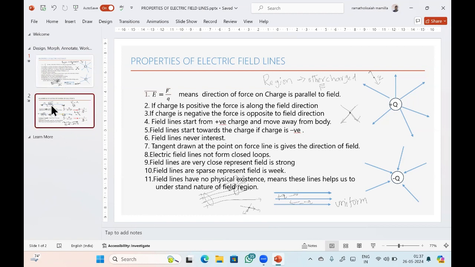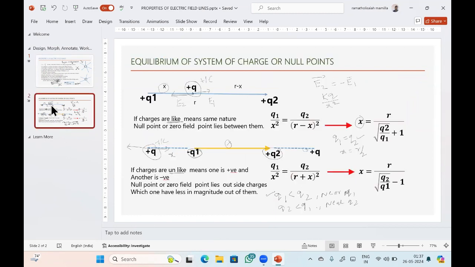So next, equilibrium or null point. Equilibrium means the point where force is 0 or field is 0. For the field to be 0, the net field at the point should be 0. Net field means there are a number of fields, and the vector sum of those fields is equal to 0.